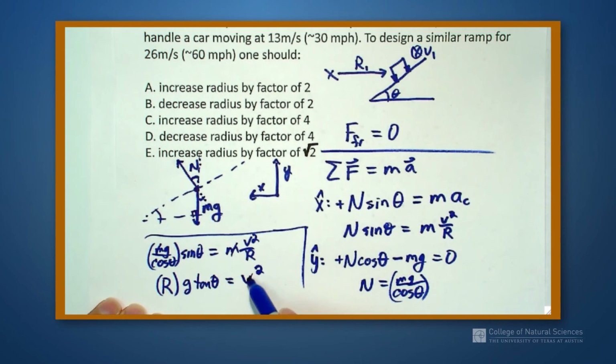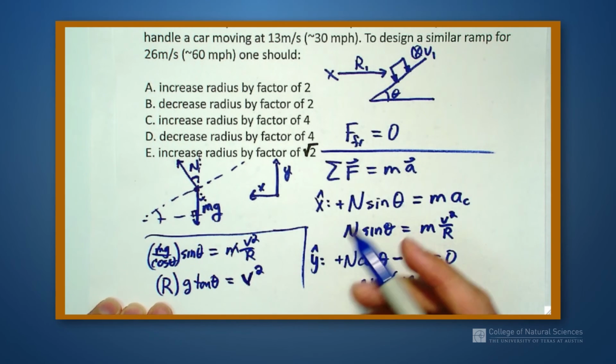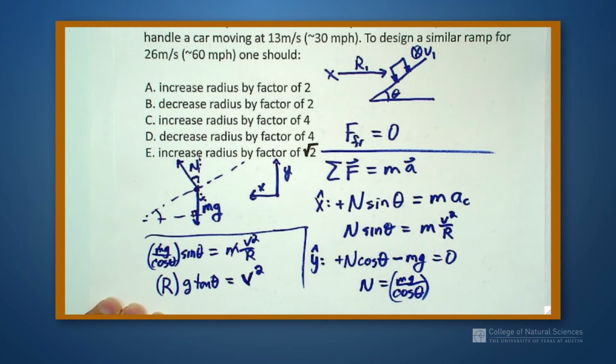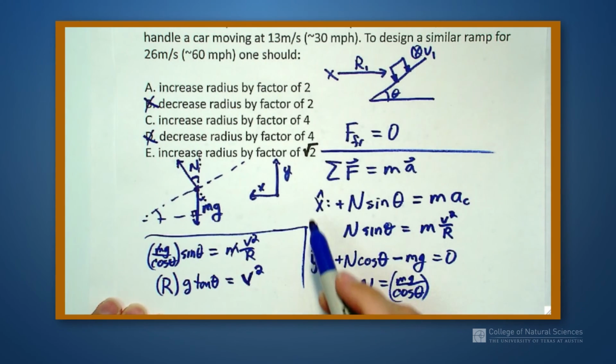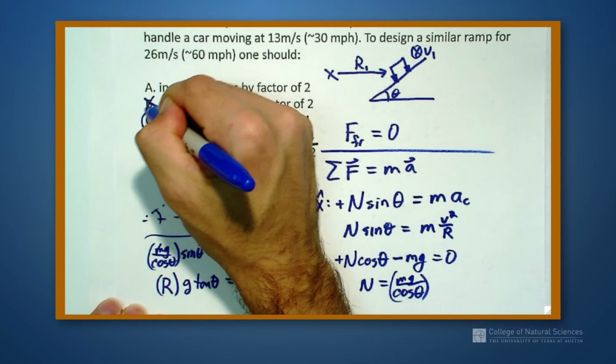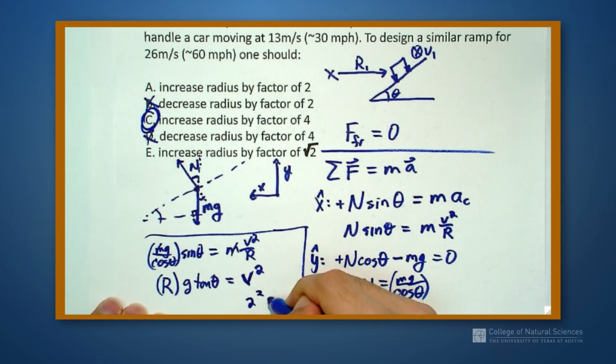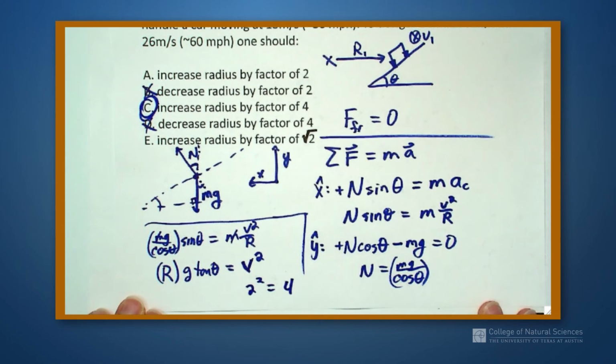So if I double my velocity, if I put in a factor of 2 here, my radius is going to get a factor of 4. 2 squared is 4. So I need to increase my radius, and I need to do it by a factor of 4, because 2 squared is equal to 4. So not that difficult of a problem.